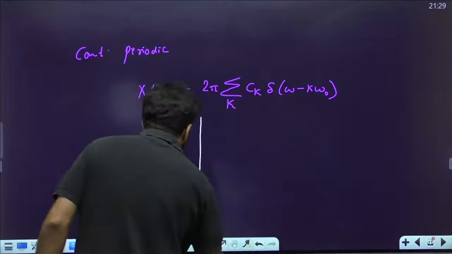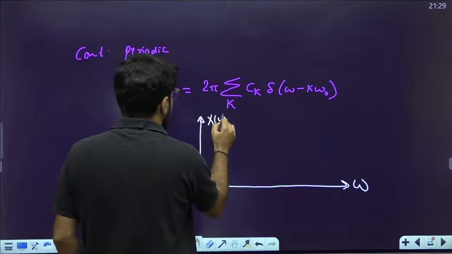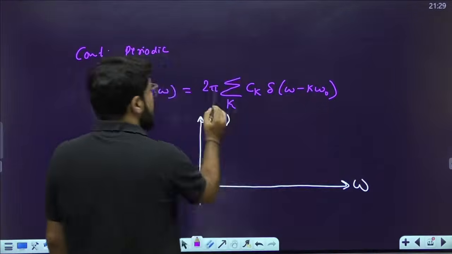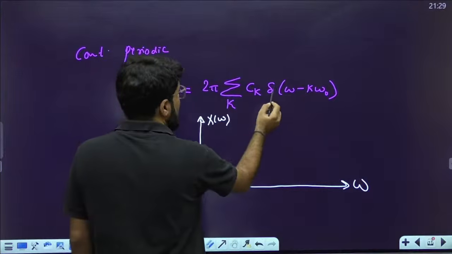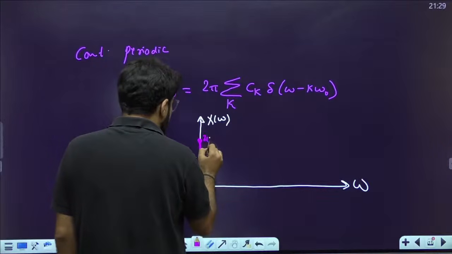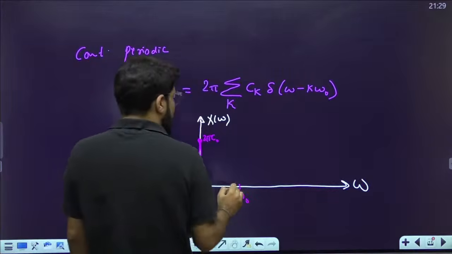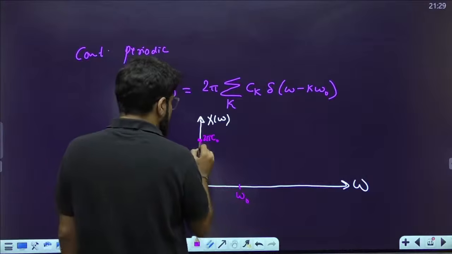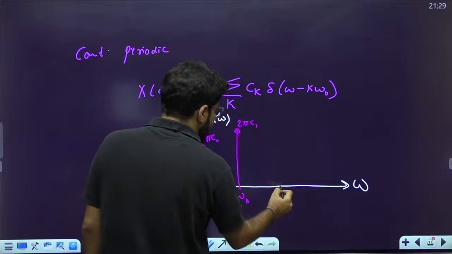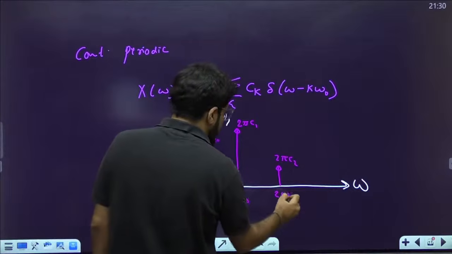That means whenever we draw this Fourier transform for a continuous periodic signal, see what can be the samples in it. 2 pi C0, suppose you take C0. Delta omega means at the origin. This will be given by 2 pi C naught. Then k equal to 1, so delta omega minus omega naught. There will be another impulse at omega naught, but its area is going to be 2 pi c1. Similarly, at 2 omega naught you can get another impulse, but the area of the impulse will depend on the Fourier series coefficient, etc.